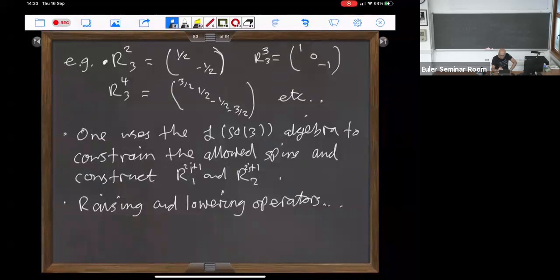If I take the next half integer, if I add another half integer, I can take j equals 1, and in that representation, the diagonalized form of T3 is 1, 0, minus 1, meaning that the spins in that representation are spin 1, spin 0, and spin minus 1. And similarly, you can carry on like that forever.